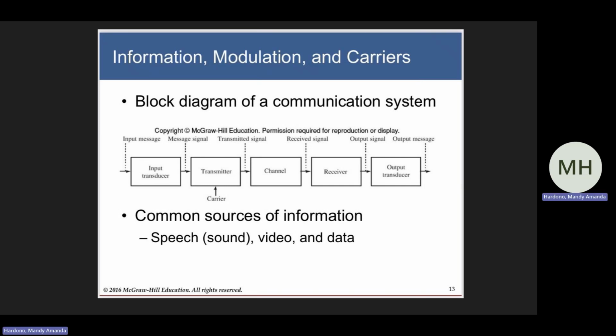The output transducer converts your received signal into an output message. So you would be getting the speech from the microphone, or the singing, or anything like that.